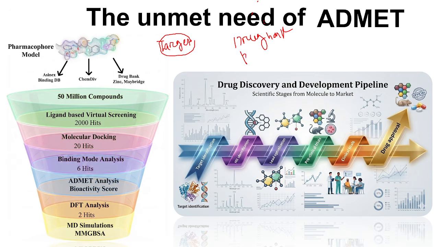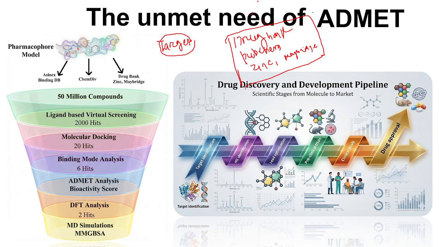Then we have PubChem. Then we have another tool called the ZINC database. Then we have, here it is written, Maybridge. All these software tools or search engines are nothing but sources of chemical compounds. We can find all the chemical descriptions, all the information about the chemical compounds we have.